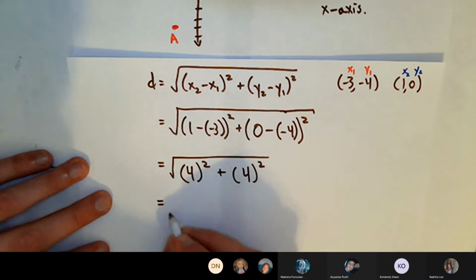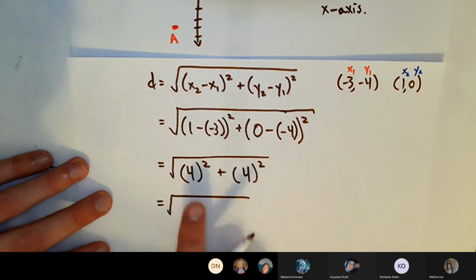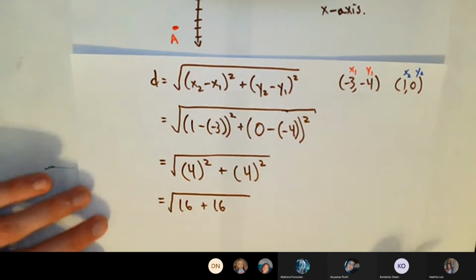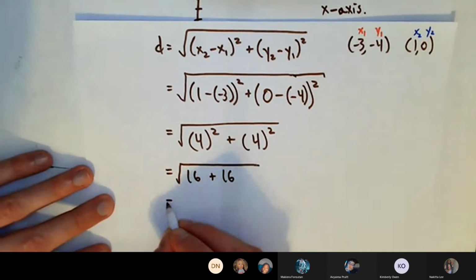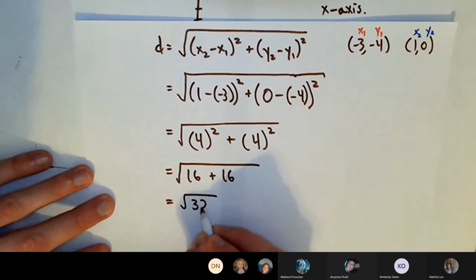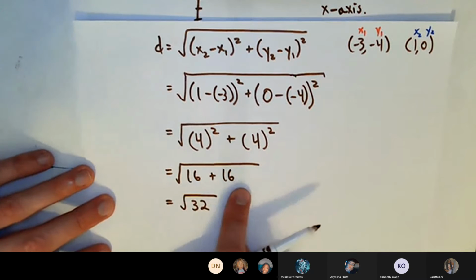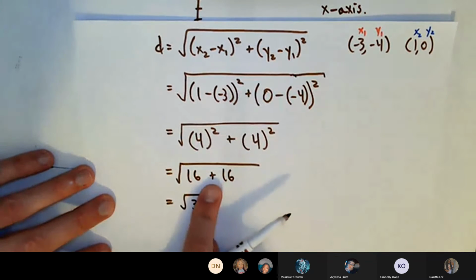Now, following my order of operations, I know I need to square these and then add them. So that's going to be 16 plus 16, which is giving me the square root of 32. Remember, as tempting as it is to split this, because they're both perfect squares, you cannot split around that addition.